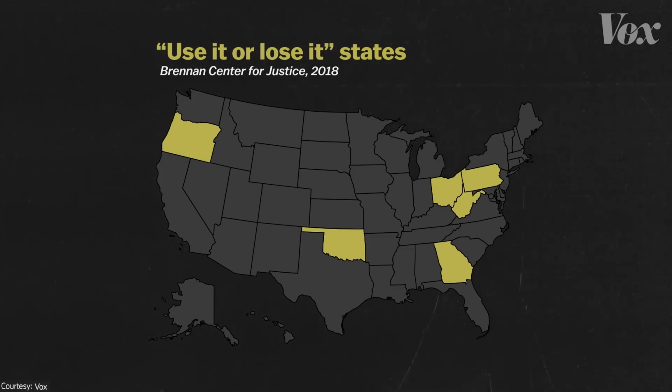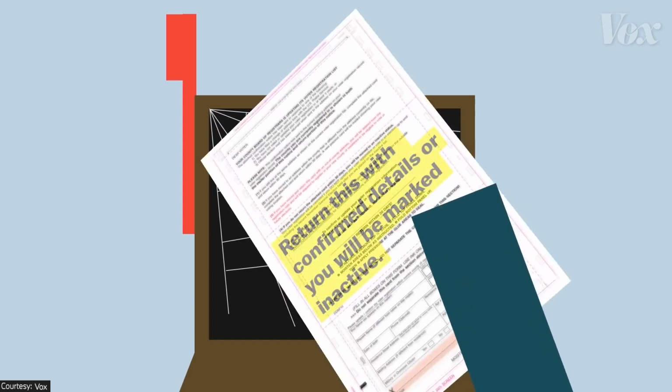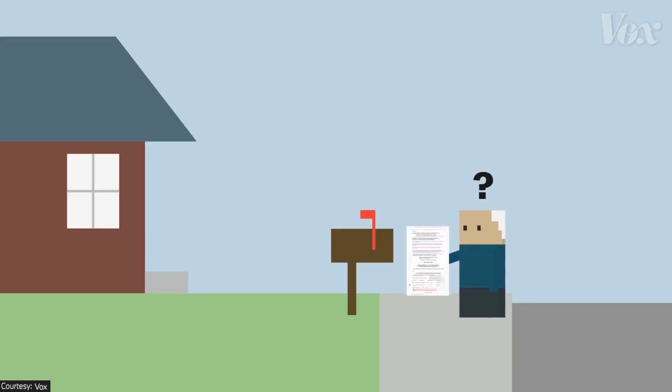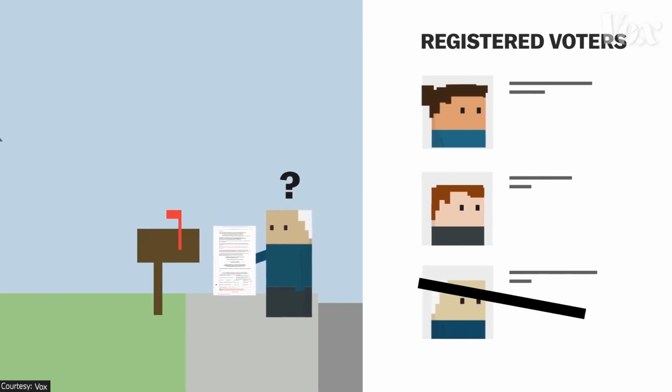Other states have found a loophole with use it or lose it laws. If a registered voter skips an election, they get a mailer from local election officials to confirm their information. If they don't mail it back and then miss 2 more elections, the state can take them off of the list of registered voters. Purged.